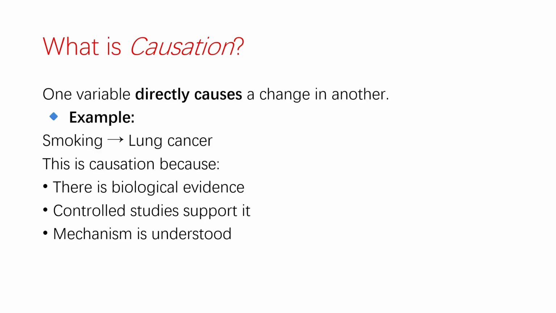First, there is strong biological evidence. Harmful chemicals in cigarettes damage lung cells. Second, controlled studies consistently show that people who smoke have a much higher risk of developing lung cancer. And third, we understand the mechanism, how the damage happens at the cellular level over time. So this isn't just a coincidence or correlation. It's a true cause and effect relationship. That's what causation looks like.